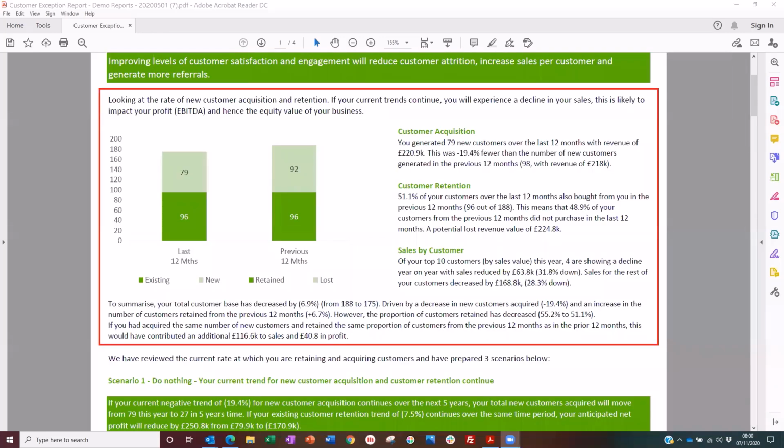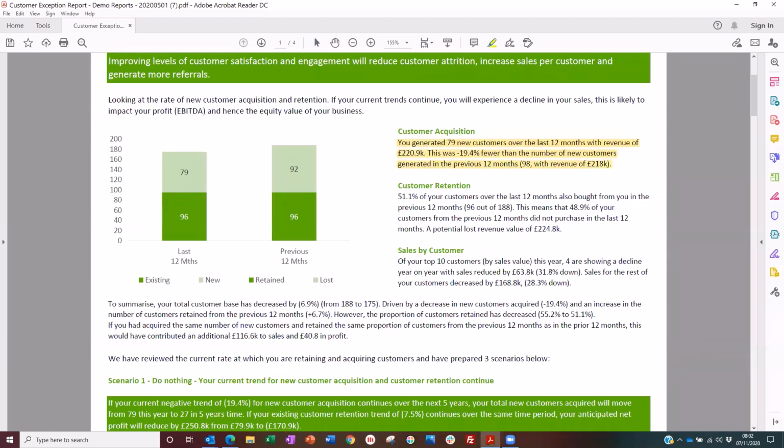The first section analyzes the existing customer base to help the reader understand why the report has been produced. Comments are provided around new customer acquisition, existing customer retention, and sales profiles. The impact of any negative movement on sales and profit is then expressed below.